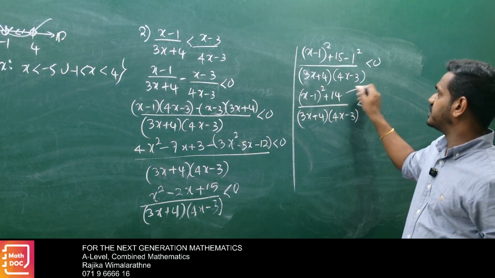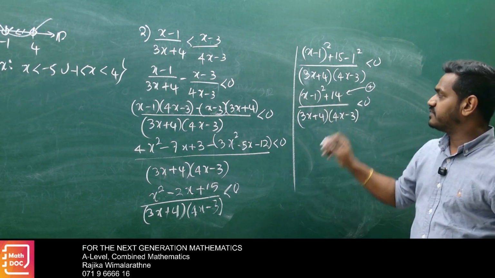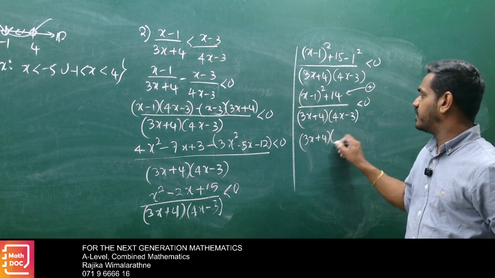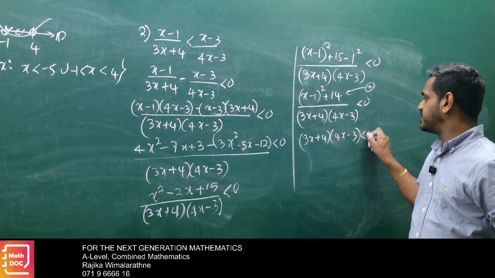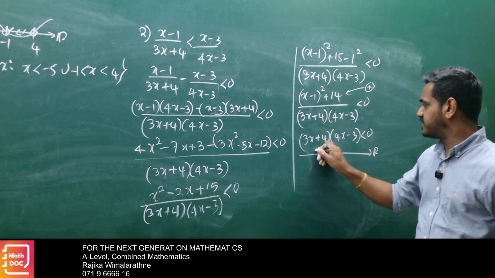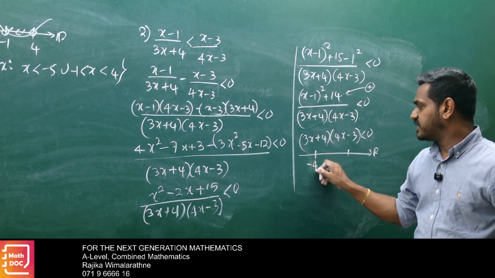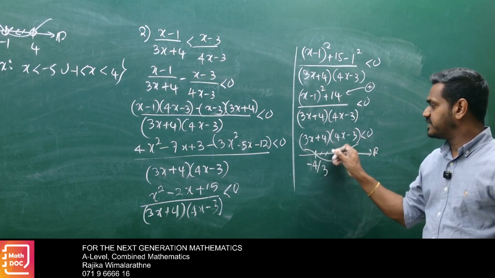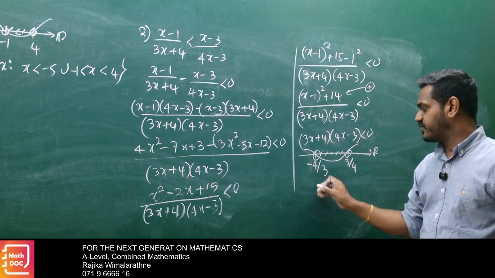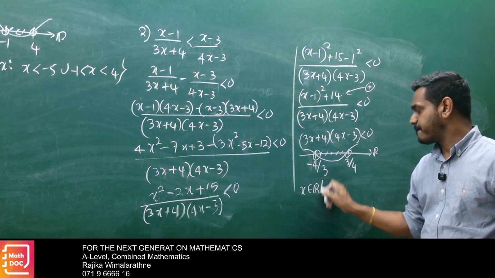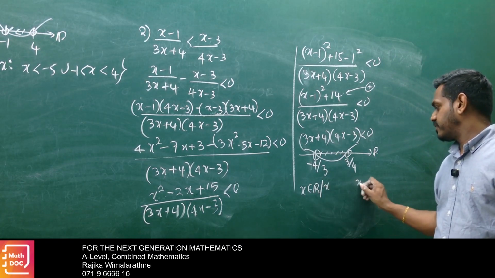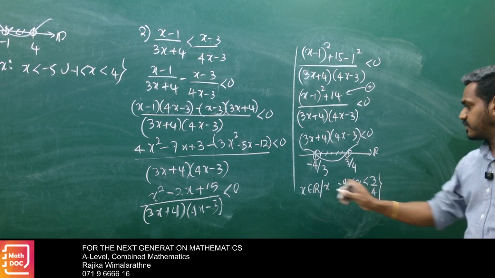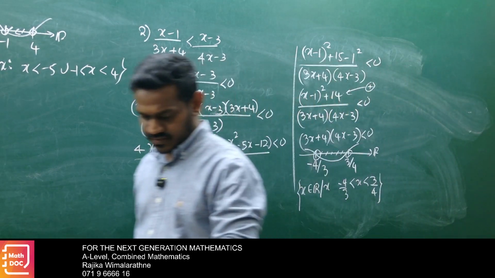Now here the numerator is positive, because it is a perfect square plus a positive constant term. Then you take only the denominator: 3x plus 4, 4x minus 3 is less than 0. On the real number line the zeros are minus 4/3 and 3/4. The negative region is here. We don't have equality. So the answer is minus 4/3 to 3/4. Complete.